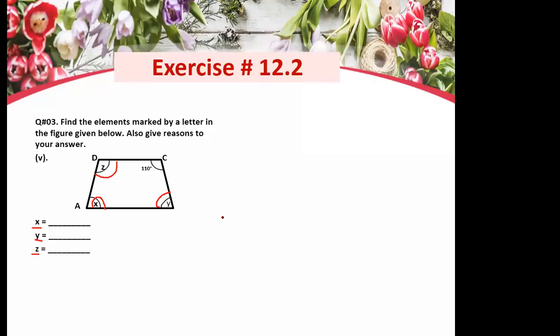Okay, so first of all, before starting, you will write down the heading of solution. Then you will write down the name of the shape. Now, what is the name of the shape here? This is basically a trapezoid. Okay. Now, what you have to do is find out first X, then Y, and then Z.